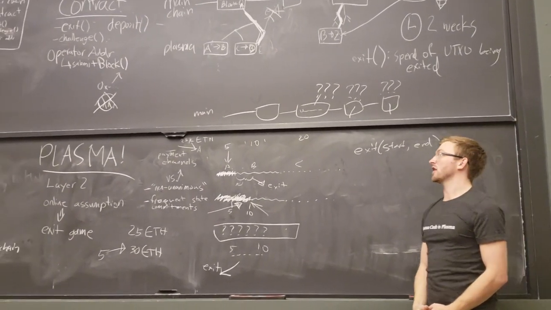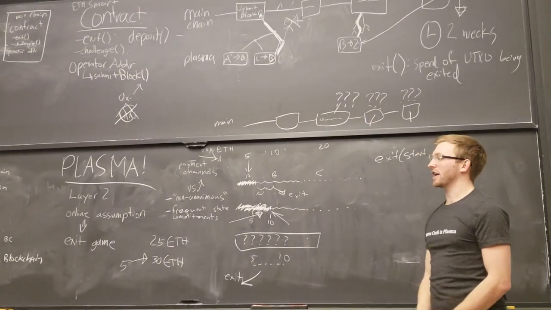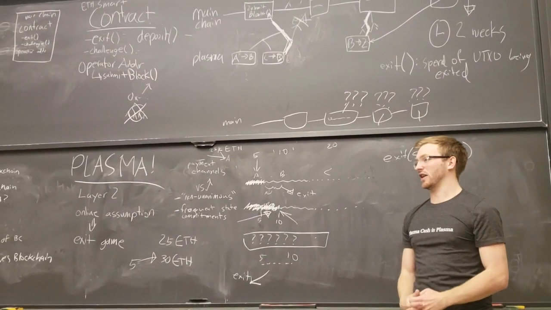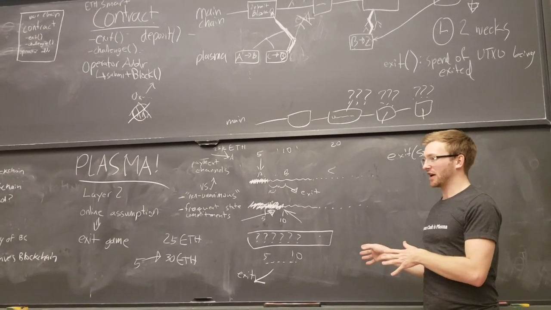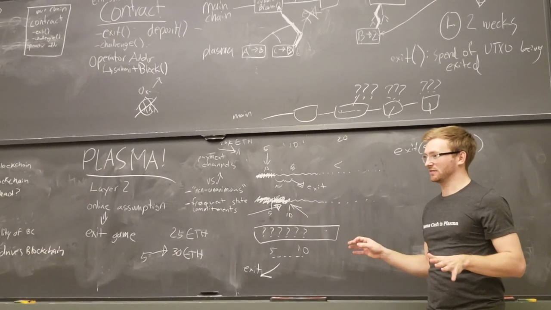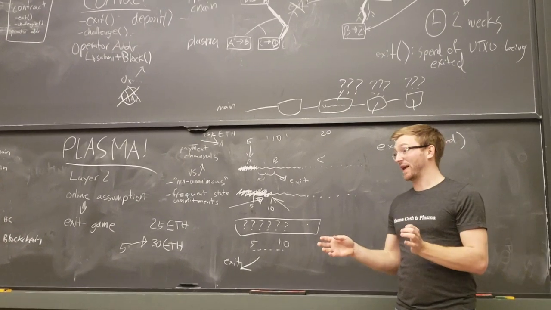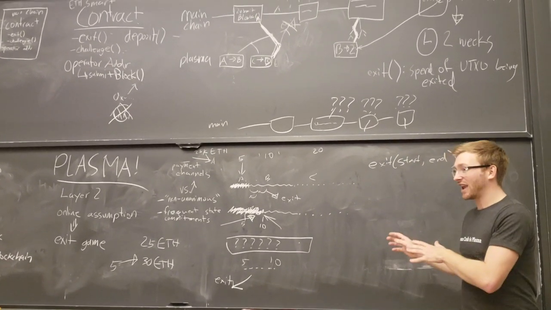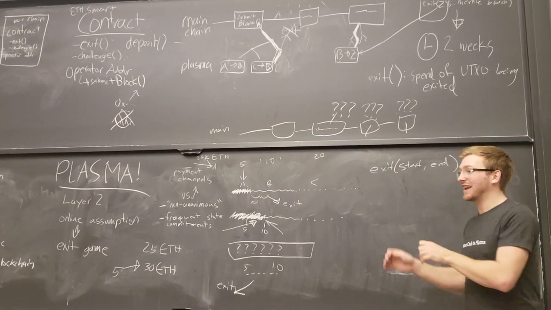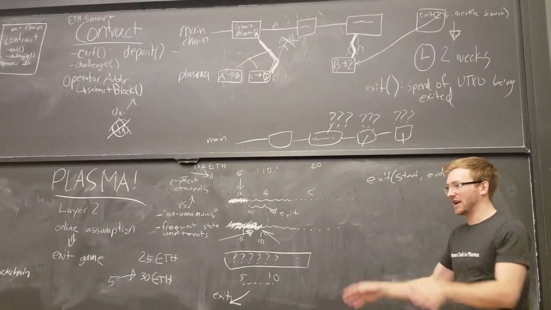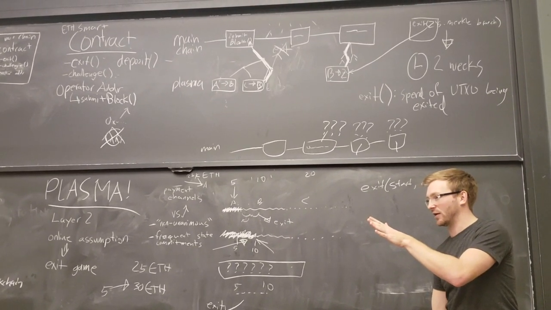So there are many constructions in which there are many attack vectors in which the operator can create faulty blocks and cause people's money to be halted. But the intuition for that is: can the operator include double spends? Yes. But the exit game ensures that double spends invalidate anything that happens in the future of those double spends.